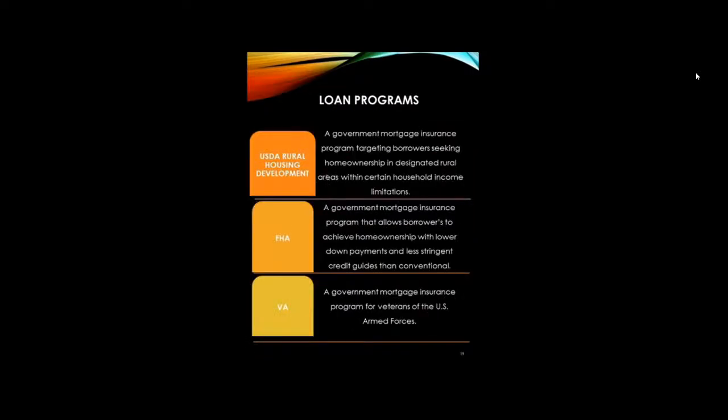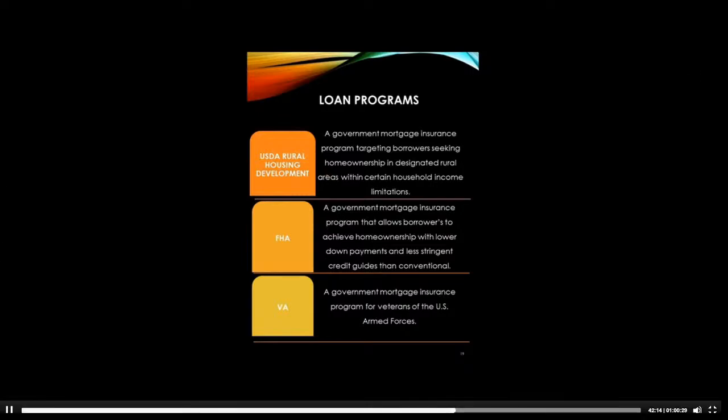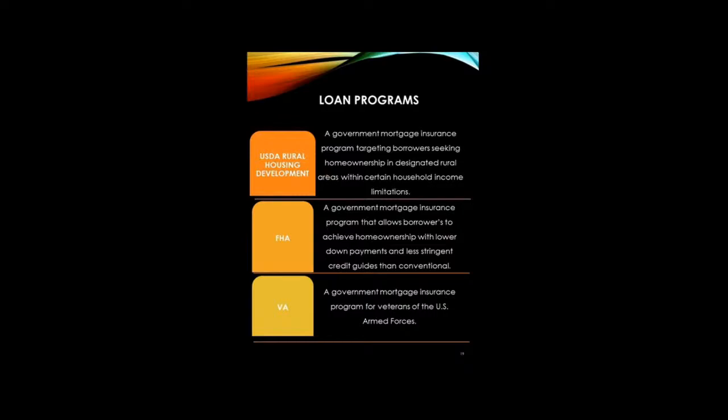Okay, loan programs. All right, so you've got USDA, Rural Housing Development. All right, that's a government mortgage insurance program targeting borrowers seeking home ownership in rural areas. And it has to be designated. So not all rural areas will qualify for this program. And you have to have a certain qualifying income to get the program. Then you have FHA, which is a government mortgage insurance program that allows borrowers to achieve home ownership with lower down payments and less stringent credit guidelines than conventional loans. The VA is a government mortgage insurance program for veterans of the United States Air Force.